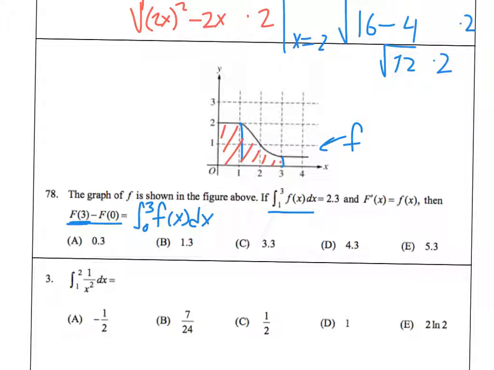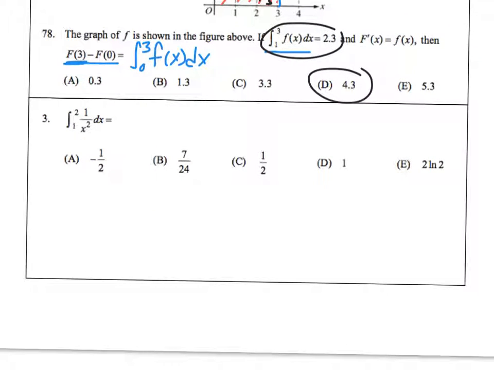The good news is we already know part of this. This part here is 2.3. That's why they told us this. And here we've got a 1 by 2 rectangle that has an area of 2. 2 plus 2.3 is going to be 4.3.